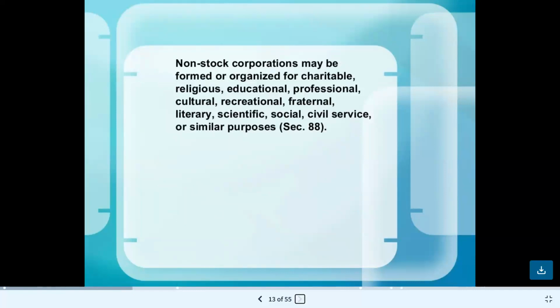Okay, again, as I mentioned, a non-stock corporation may be formed or organized for charitable, religious, educational, professional, cultural, recreation, fraternal, literary, scientific, social, or similar purposes.